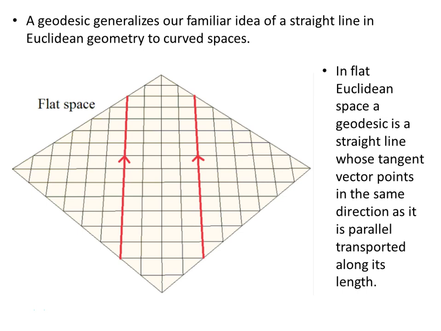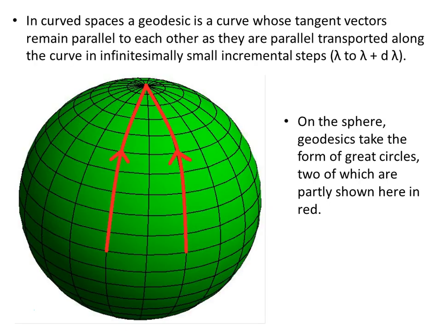So a geodesic generalises our familiar idea of a straight line in Euclidean geometry to curved spaces. In flat Euclidean space, a geodesic is a straight line whose tangent vector points in the same direction as it is parallel transported along its length. In curved spaces, a geodesic is a curve whose tangent vectors remain parallel to each other as they are parallel transported along the curve in infinitesimally small incremental steps from lambda to lambda plus d lambda.